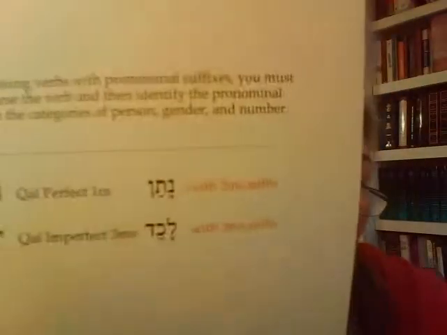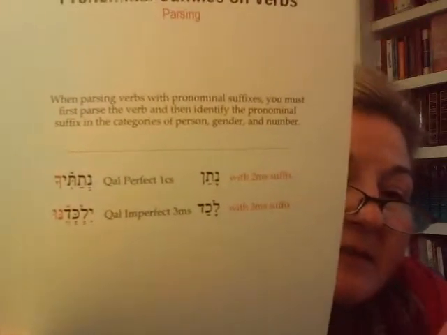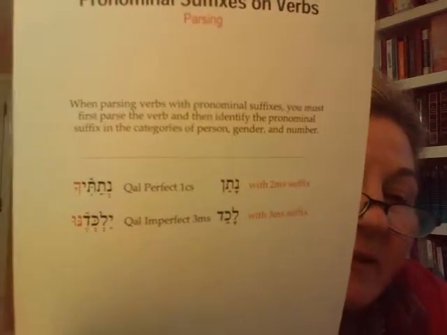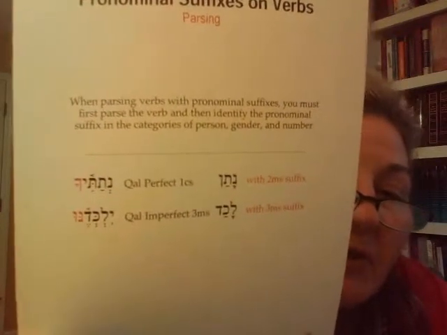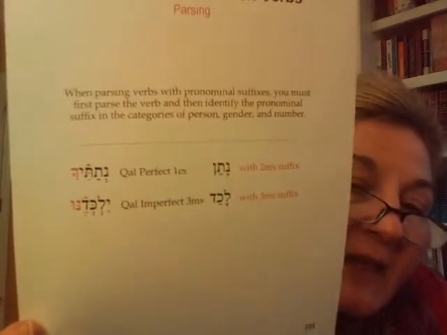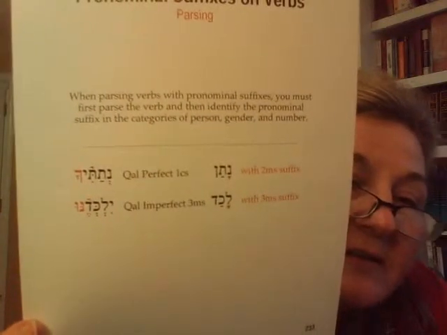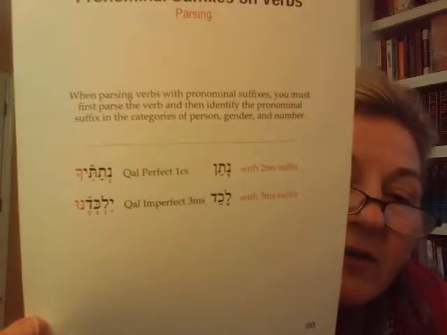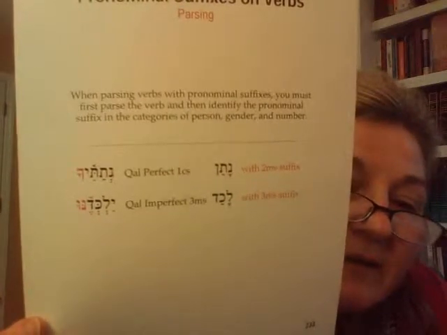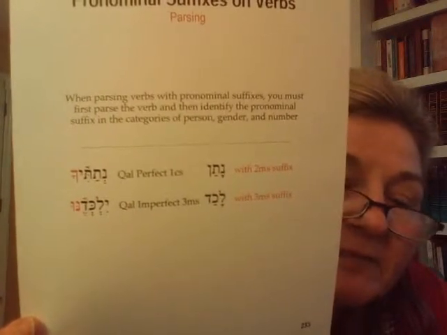Now things are going to change with parsing, when I ask you for parsing. When you parse, you're going to tell me that this is a Qal perfect first common singular, but you're also going to have to give me the information that it has a second masculine singular suffix, and then translate accordingly. So you're going to have to add that information, and of course on your exams or quizzes, I will always give you a sample so that you can see what you need to give to me.